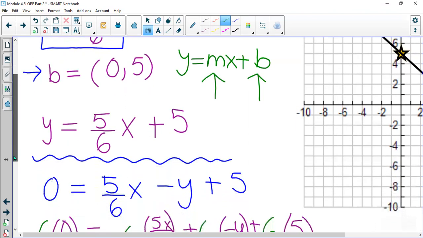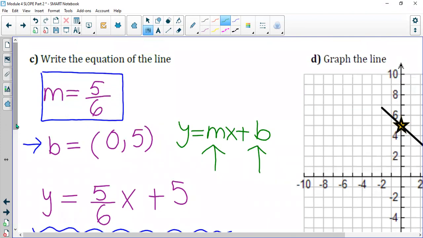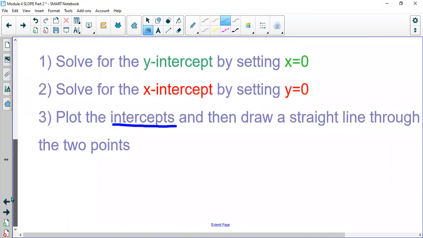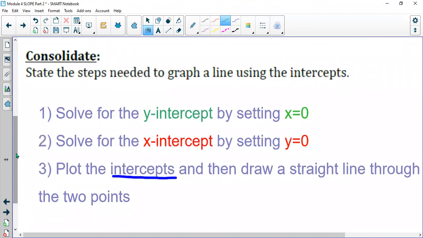So if I had to give you some steps to solve when you're working with these type of equations, I would give you the following steps. If we can all write the steps into your notes. So steps needed to graph a line using the intercepts. Step 1, we have to solve for the y-intercept by setting x equal to 0. Then we have to solve for the x-intercept by setting y equals 0. We can plot the intercepts and draw a straight line through the points.